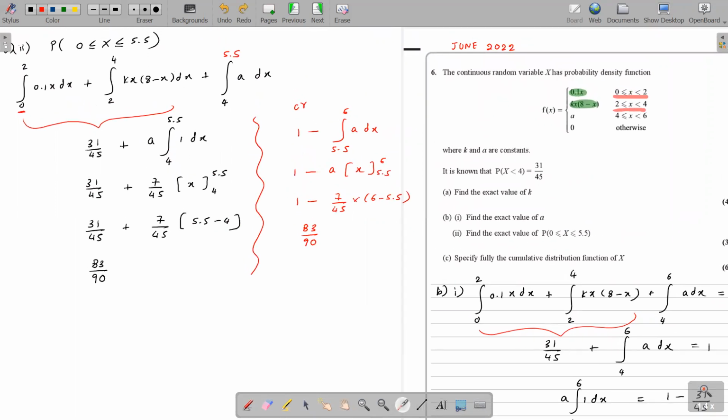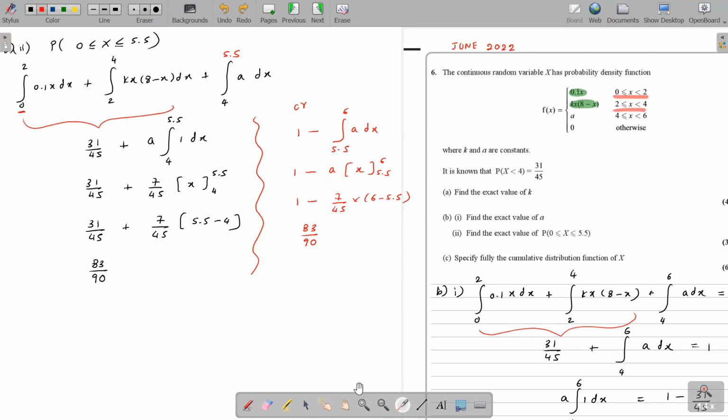Whichever way is more comfortable, or whichever way comes to you in the exam, that's fine. As long as you do one of the methods, it should be fine. Okay, so over here it's just a little bit of intuition, right? You get the area, the part that you do not require, and you subtract it from 1 to get the area that you require.